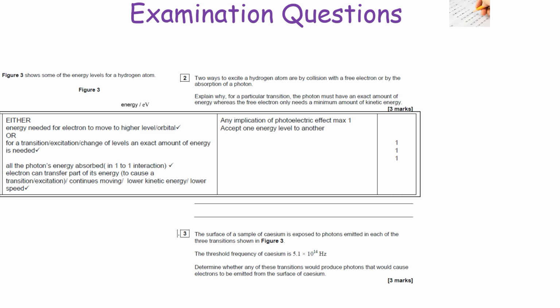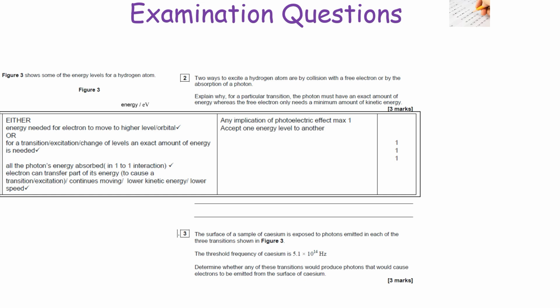So you've got to know that for photon absorption to cause excitation, it's got to be the exact energy level difference, whilst if you've got an electron, as long as it has that amount of energy, and there could be some in surplus, it can cause that excitation, because it'll continue to move with a lower amount of kinetic energy if it's given some away for excitation.